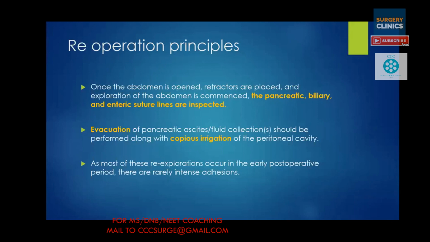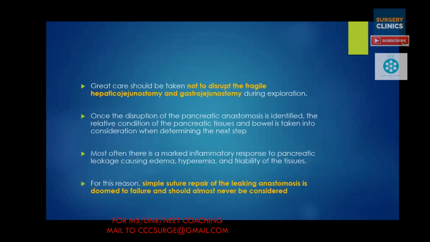Inspect all the anastomosis and evacuate the ascites. Now, great care should be taken not to disrupt the fragile hepaticojejunostomy or a gastrojejunostomy during exploration. Please note, they use the term fragile because it's the early postoperative period. Normally, these are very good anastomosis, they don't leak. Okay, not as much as the pancreaticojejunostomy. So don't try to disrupt and bother too much over there.